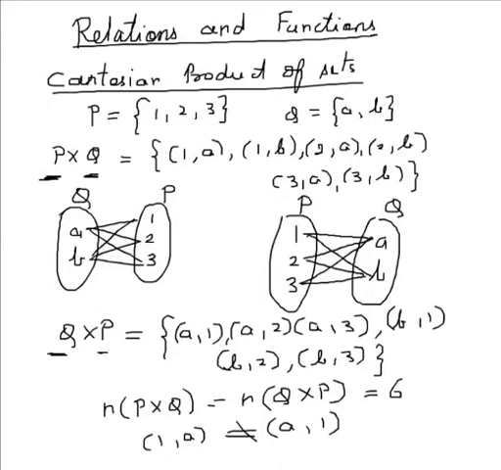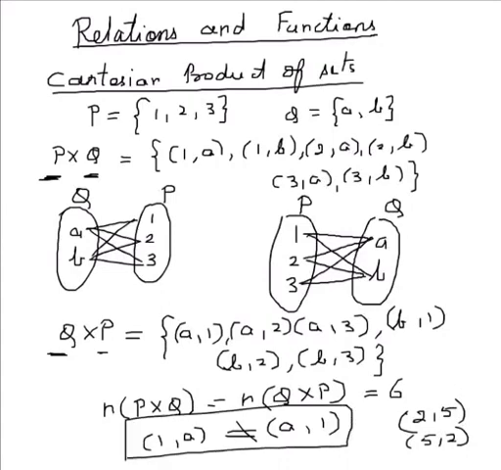Why do we call this the Cartesian product? In a Cartesian plane, we have the x-axis and y-axis and we plot the points. In the Cartesian plane, the points 2, 5 and 5, 2 are two different points. Similarly, in the Cartesian product, 1, A and A, 1 are different elements. That's why we call them ordered pairs.